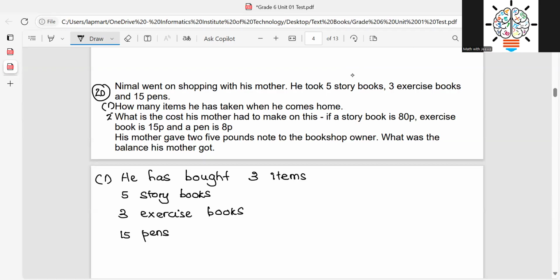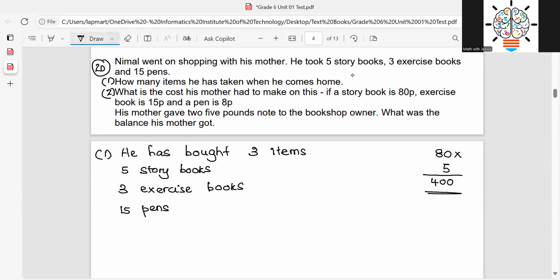So then the second part, what is the cost his mother had to pay on this? Because a storybook is 80p. Now what happened? You multiply that. The 80 is 1 storybook and he has bought 5 storybooks. So then it is 400. Okay. So then the next one, the exercise book, 15. Exercise book 15. And he has bought 3. So then the answer is 45 pence.